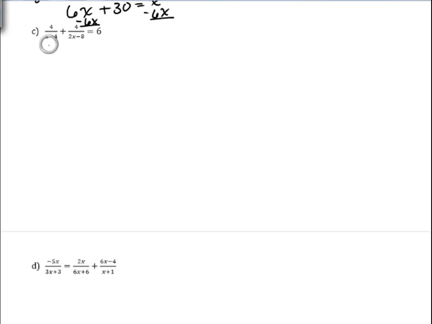Example C, 4 over x minus 4 plus 4 over 2x minus 8 equals 6. I can factor a 2 out of the 2x minus 8. That leaves me with 2 times x minus 4. And we need to find the LCD now. And so we have an x minus 4 here and 2 times x minus 4 here. So our LCD is going to be 2 times x minus 4. So we'll multiply each of our terms by our LCD.